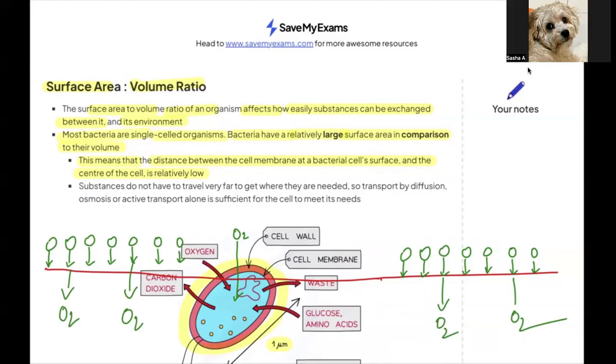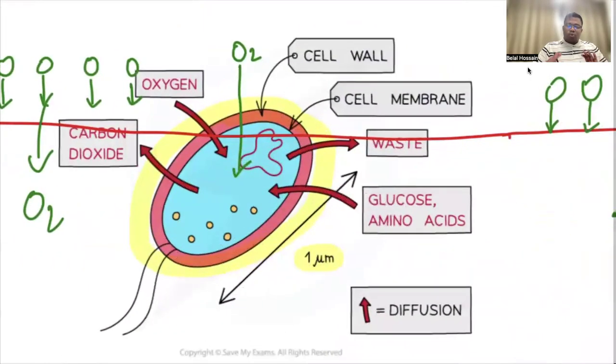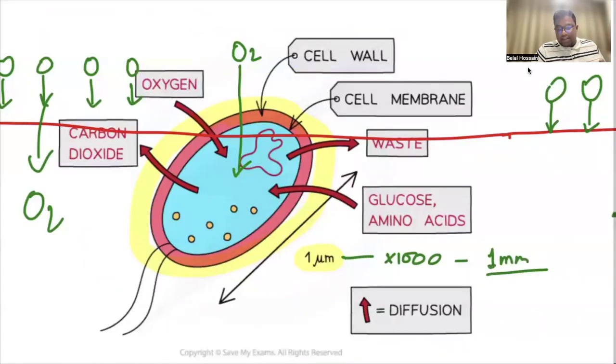So diffusion can only occur on the surface. That is one of the biggest limitations of diffusion. Now look at this bacteria. It is so small. 1 micrometer is 1,000 times smaller than 1 millimeter. And probably anything smaller than half a millimeter, you can't even see it.